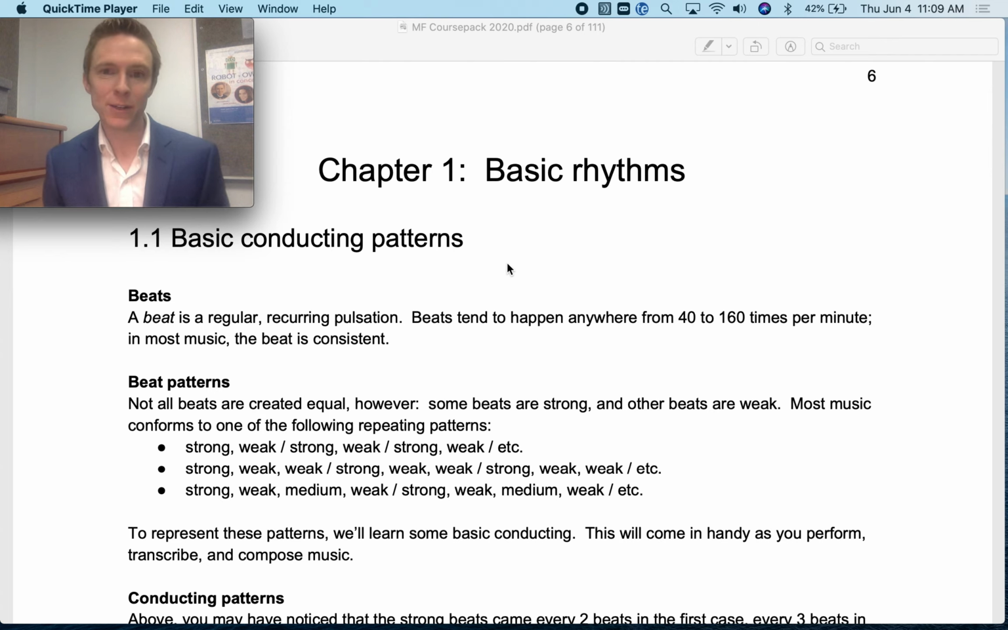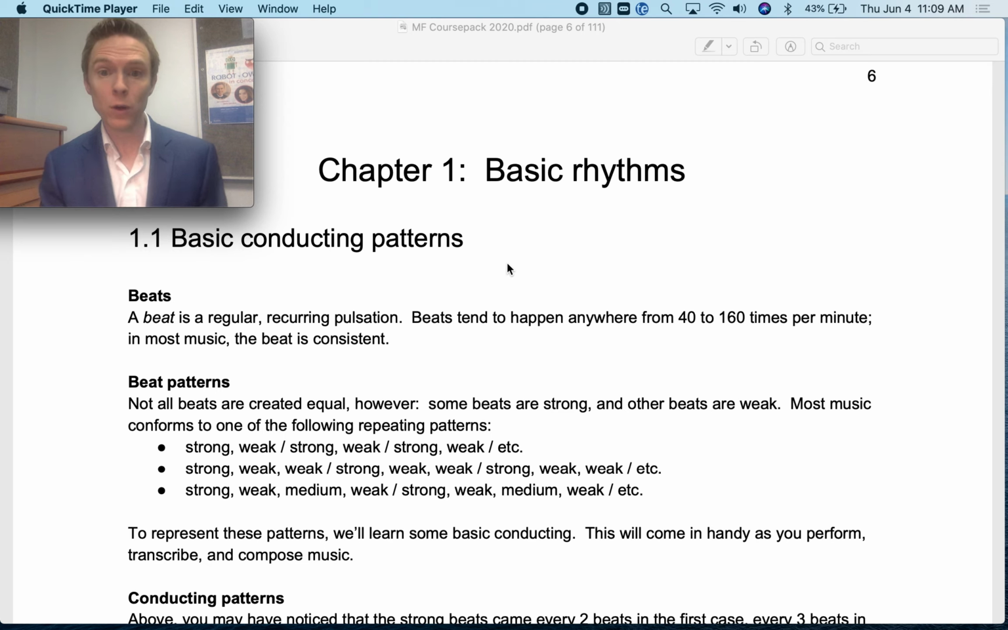Chapter 1 deals with basic rhythms. So by the end of this chapter, you will have learned a few basic note values, a few beat patterns, a few conducting patterns, and you'll be able to take a look at a pretty simple piece of music and perform it accurately without ever having heard the piece before. So you're going to build your reading skills right away. It's actually really easy and hopefully pretty fun to get started with.